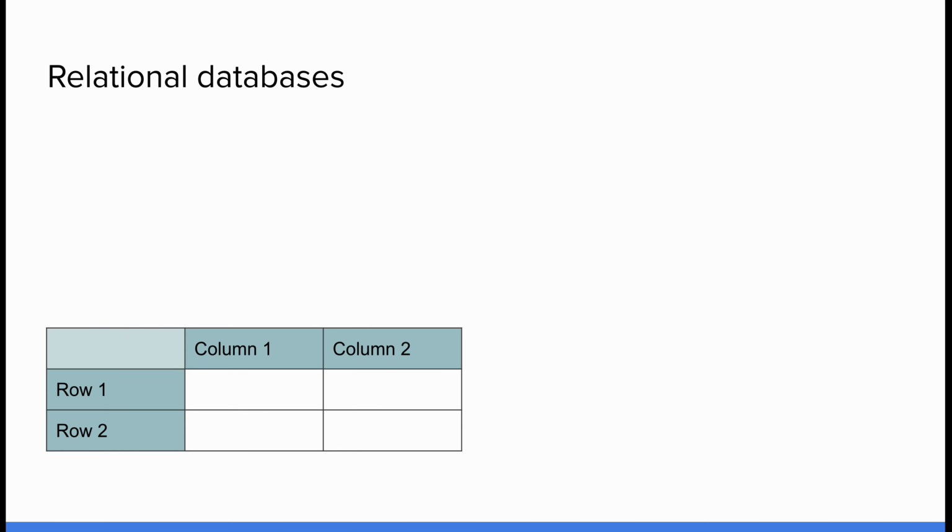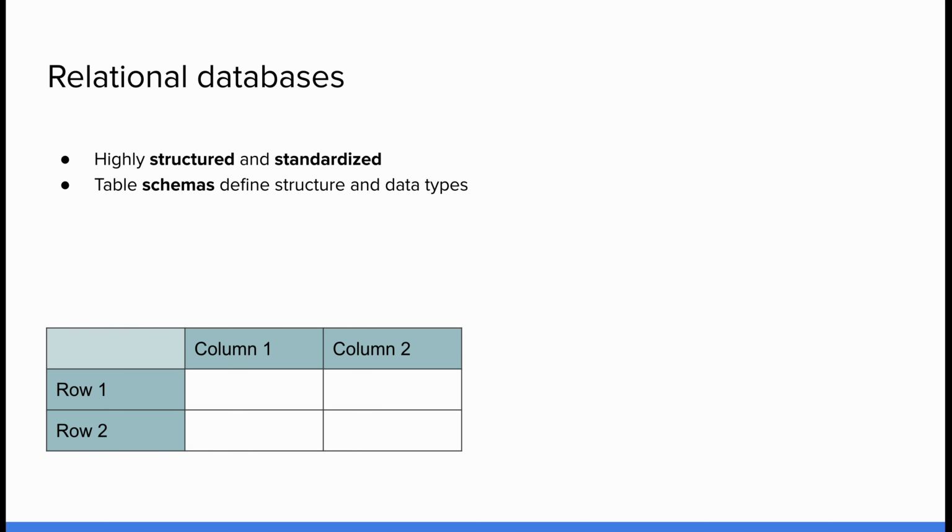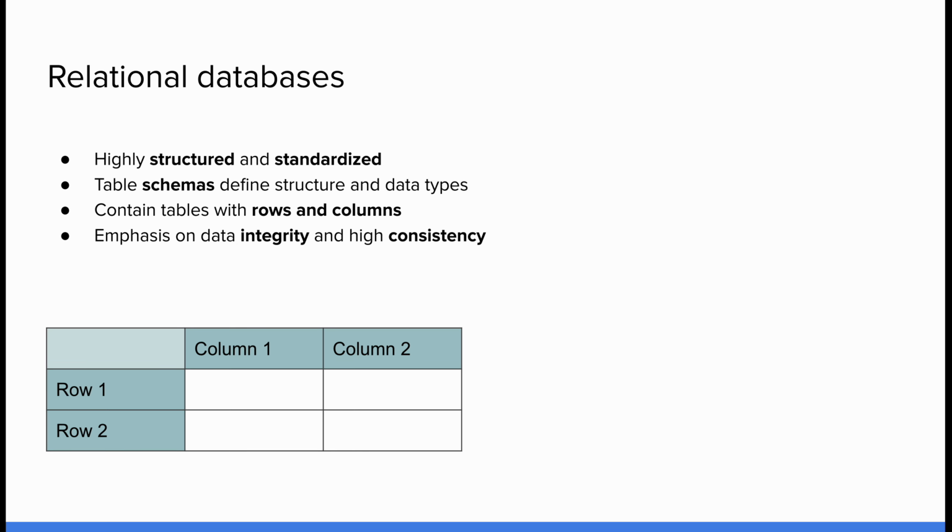Relational databases are highly structured and standardized, relying on predefined schemas that determine the layout of each table and the types of data they store. They contain rows and columns, with the columns defined by the aforementioned schema. This consistency is key to maintaining data integrity and consistency. It's ideal for applications where accuracy and relationships between data are crucial.